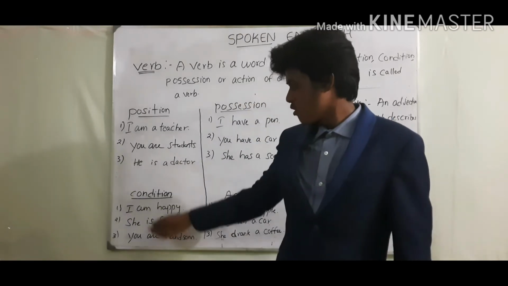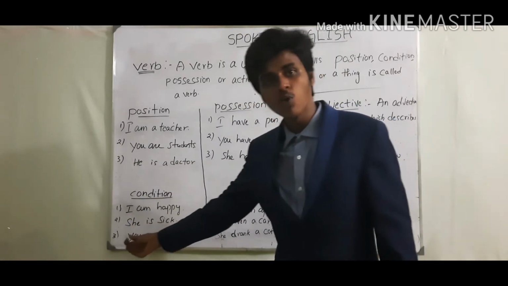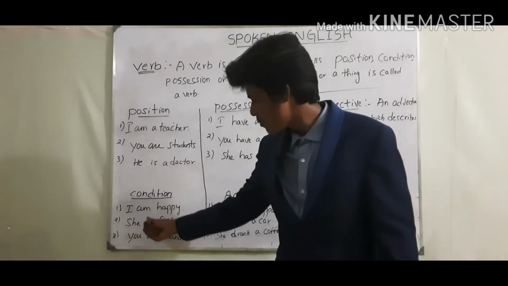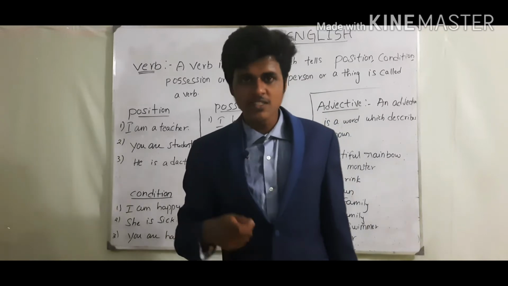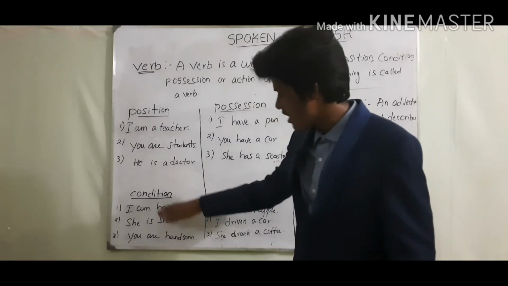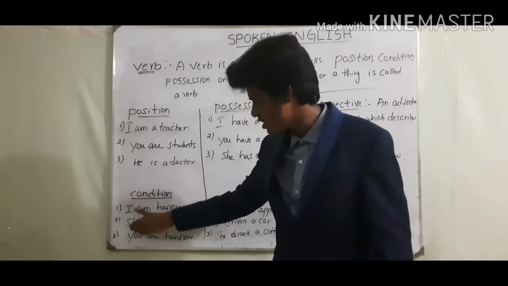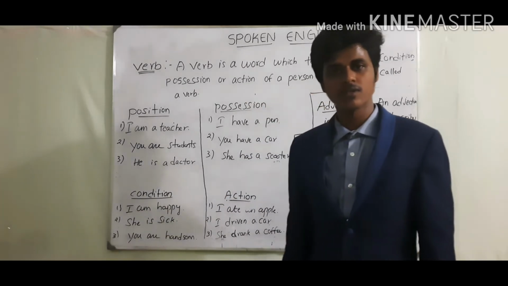సో am. సో హియర్ షీ ఈస్ సిక్, యు ఆర్ హ్యాండ్సమ్. సో హియర్ am, is, are acting as main verbs and it has meaning. Which meaning it is conveying? It is conveying the present conditions of the subjects, I, she, you, like this.